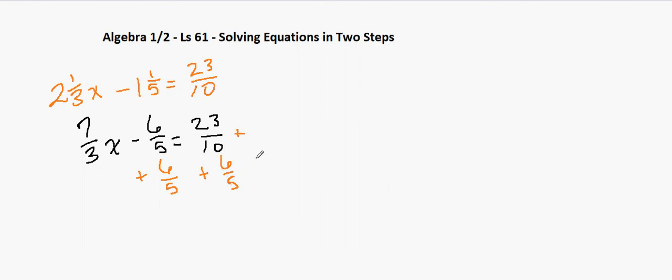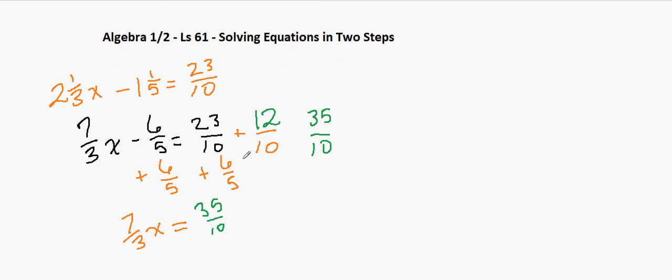Let's take this opportunity, as long as I have to rewrite this, and I'll just jump this down here. As long as I have to rewrite this, let's change that denominator when I write it up here. So what's the numerator going to become? You see what I'm doing? The numerator is 12, because 6 times 2, just like 5 was times 2. Now 23 plus 12 is 35. So 35/10. Almost there. What's my last step? I have 7/3 x equaling 35/10.